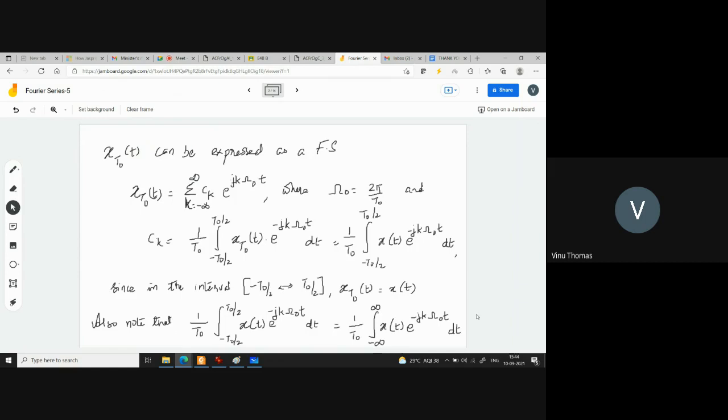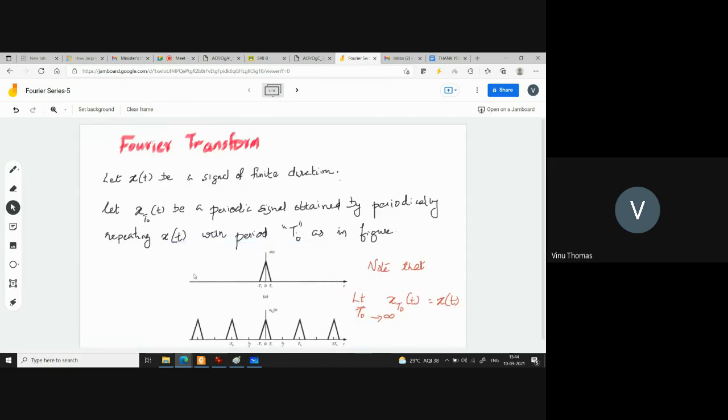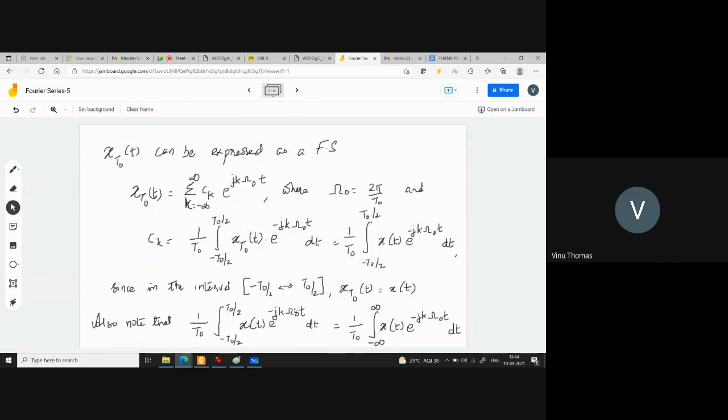Now you can also write this as 1 by t0 integral from minus t0 by 2 to plus t0 by 2 of x of t e raised to minus jk omega 0 t dt, which is also equal to 1 by t0 integral from minus infinity to plus infinity of x of t e raised to minus jk omega 0 t dt. Why? Because x of t was your finite duration signal, and the range from minus infinity to plus infinity will involve only this finite duration signal. So therefore, this limit from minus t0 by 2 to plus t0 by 2 can be replaced by minus infinity to plus infinity.